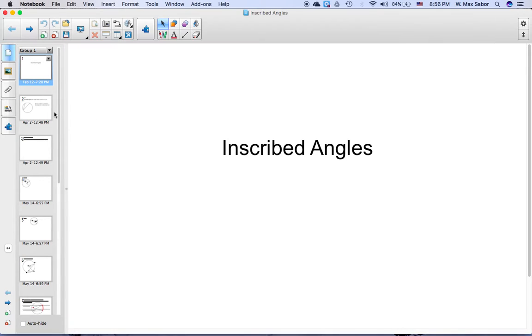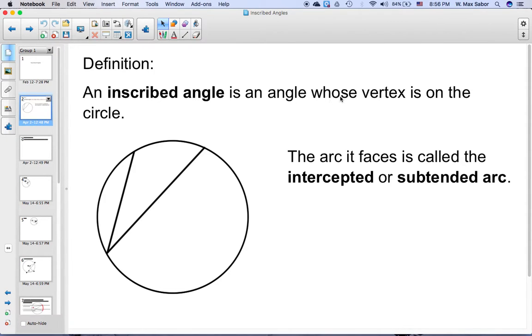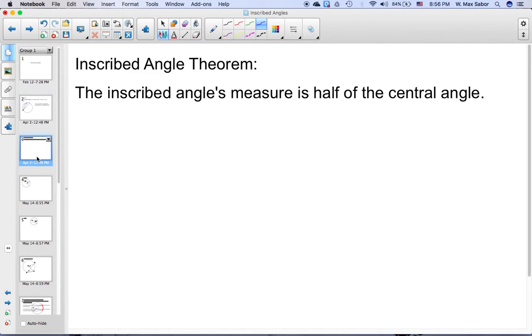Inscribed angles. An inscribed angle is an angle whose vertex is on the circle. So this is an example of an inscribed angle. Specifically, this is the vertex on the circle, and that will be the inscribed angle. The arc it faces is called the intercepted arc or the subtended arc. So this is facing that intercepted arc.